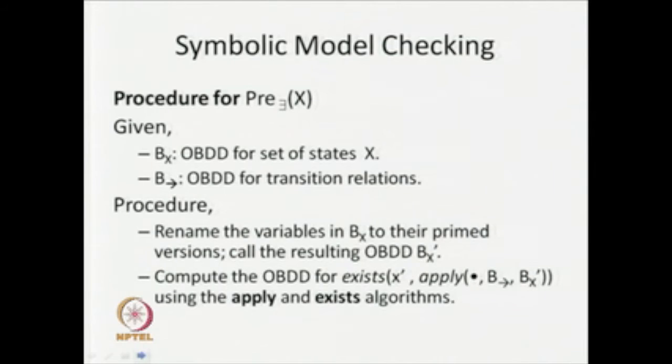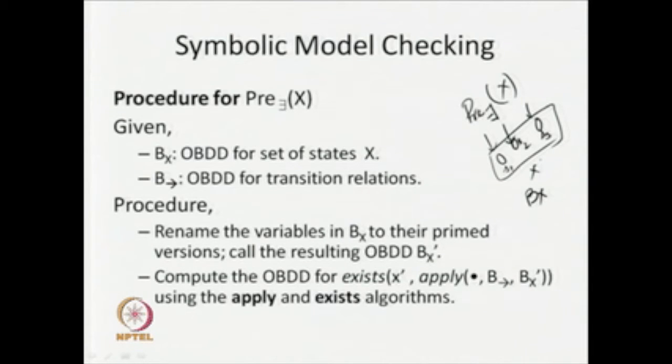Now, in this particular case, how are we going to look into it? We are going to look for a procedure for pre-exists x, where the input given to us is B x, the OBDD for the set of states. So, we have a set of states, say this set x, having some states, say S1, S2, S3, something like that. B x is the BDD representation of this subset x.